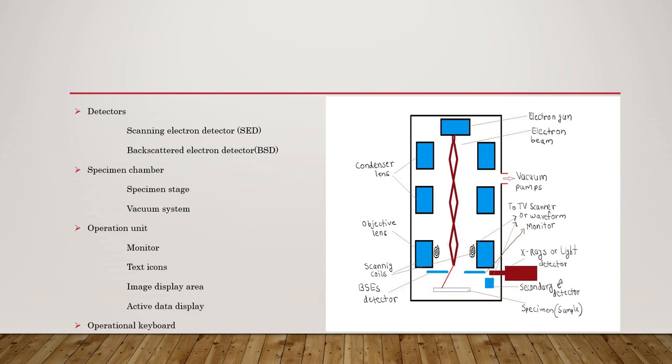So first one is the specimen stage. The specimen holder is fixed to the specimen stage. The stage can be moved manually along the X, Y and Z directions. The Z adjustment is also known as the specimen height. The specimen stage can also rotate continuously. Second is the vacuum system.